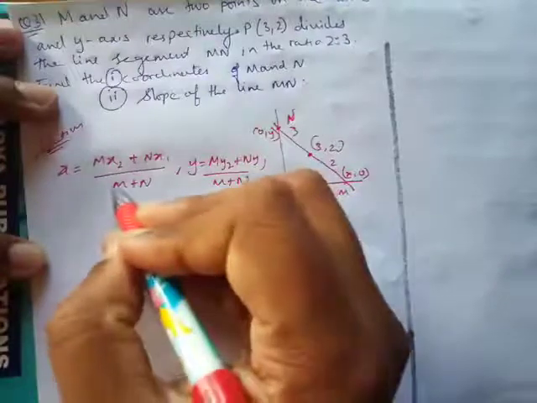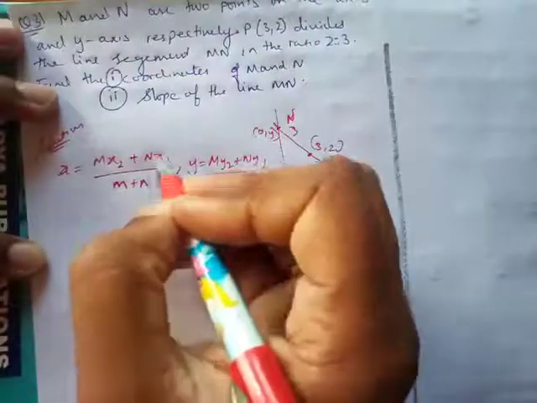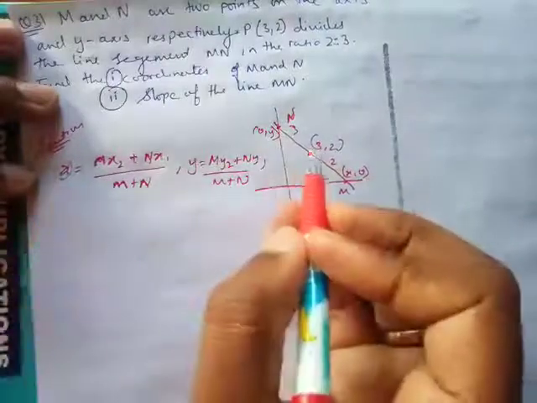These are the ratio, small m and n. Okay, this is small m. These are the ratio that I'm talking about. So I know the value of this. What's the value of this?